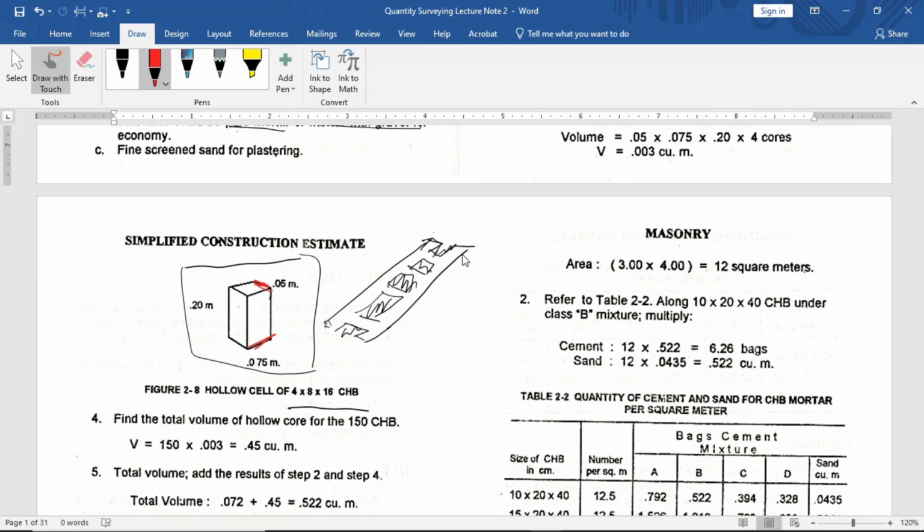Kasi ang kapal ng CHB natin is 1 inch to, 1 inch rin to. Kasi ang total nito is 4 inches. So, kung 1 inch yung kapal nito, tapos 1 inch rin dito, ang matitira para sa hollow, uniform yan, is 2 inches. So, 2 inches, i-convert natin into meters is 0.5 meters. So, yan yung para sa thickness.